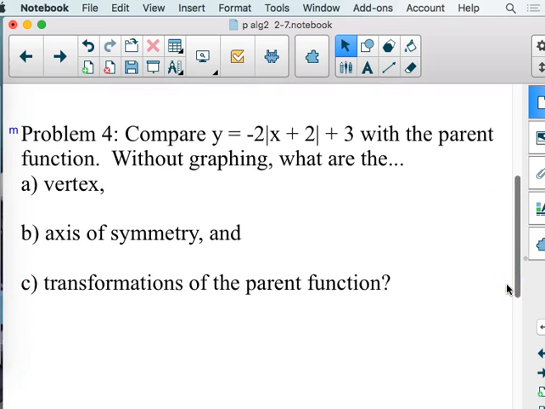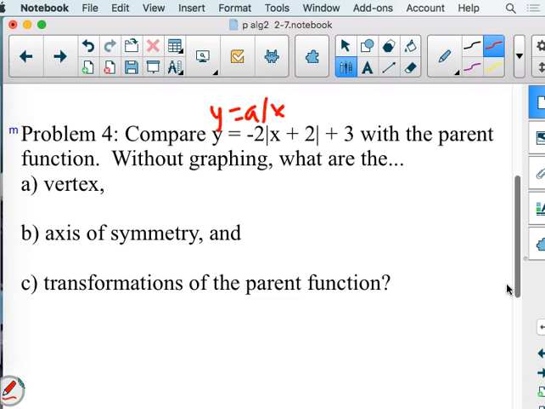Compare y equals negative 2 times the absolute value of the quantity x plus 2, plus 3, with the parent function. Without graphing, answer all this. So what I do first is think about what are A, H, and K, and what are all the things they do. The first thing they ask me for is the vertex. And the vertex is H and K, because that's what moves it right or left, up or down from 0, 0. So this one's not at 0, 0 anymore. What are the coordinates for this vertex? Carefully.